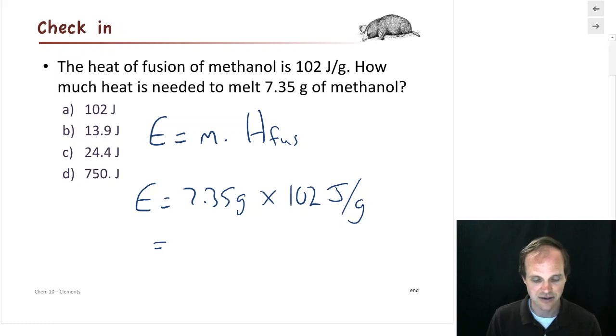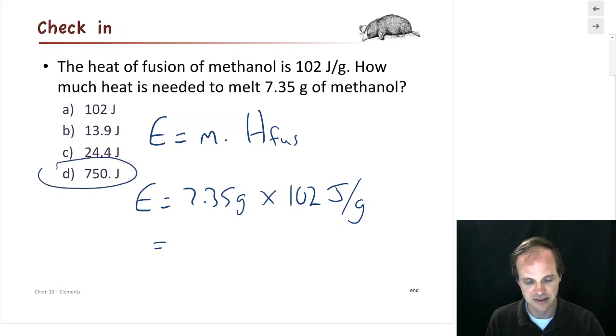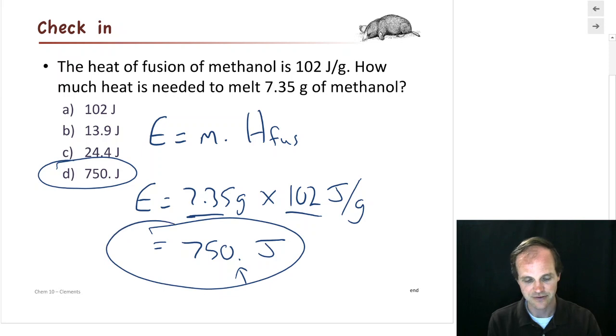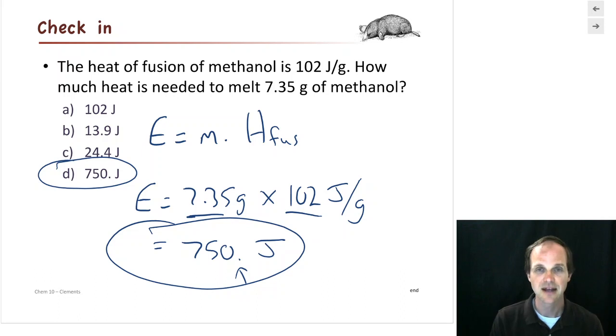So here we go, 7.35 times 102 is going to be 750 joules. That dot there is just to make sure I have 3 significant figures in my answer, because I had 3 sig figs here and 3 sig figs in my other number. So there we go. 750 joules is how much energy it takes to melt 7.35 grams of methanol. That's our discussion of heats of phase changes. Thanks.